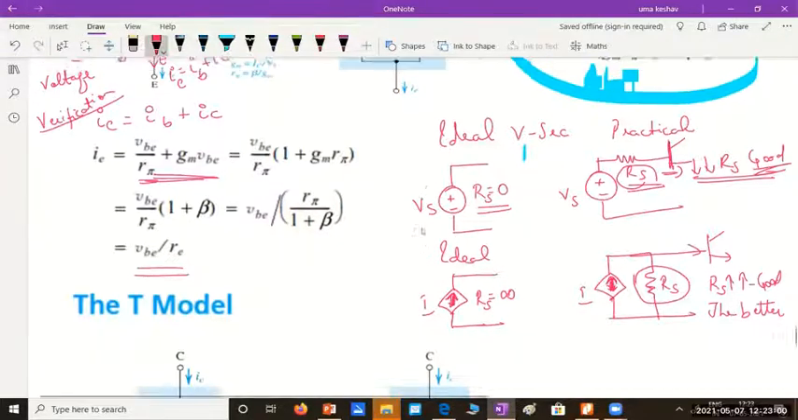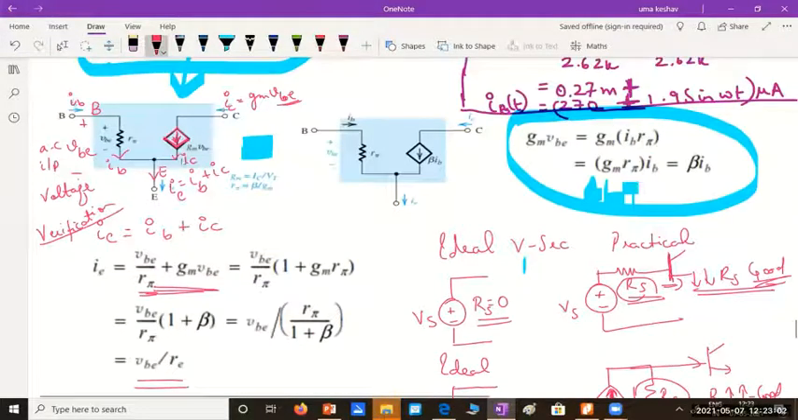So as of now, what I was trying to tell you is, we have written an ideal current source here, but in practice, ideal current sources don't exist. So I will have to include a resistance in parallel with this current source. And the larger the value of that resistance, the better the circuit would be.